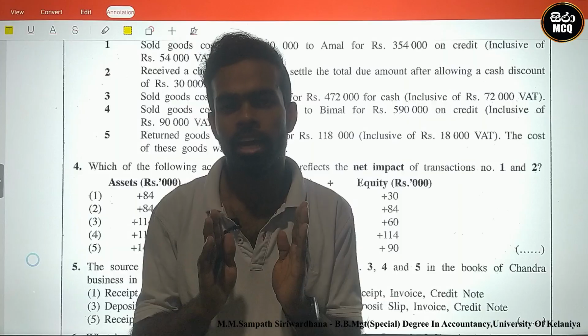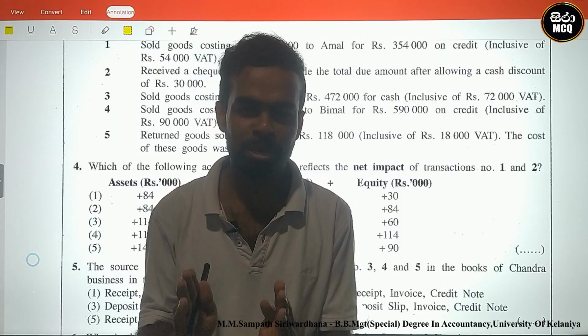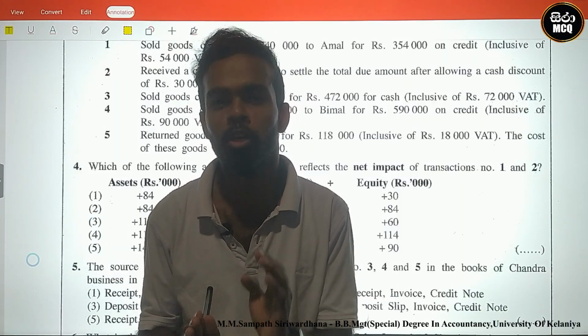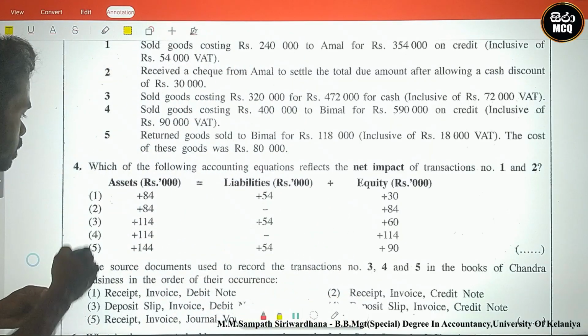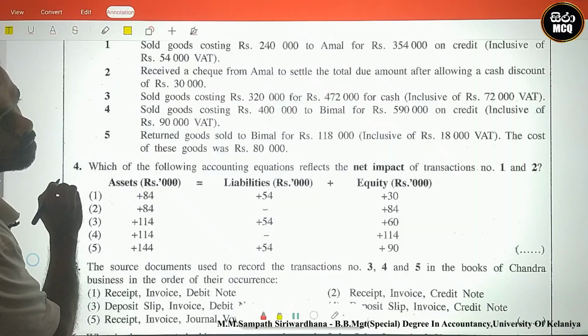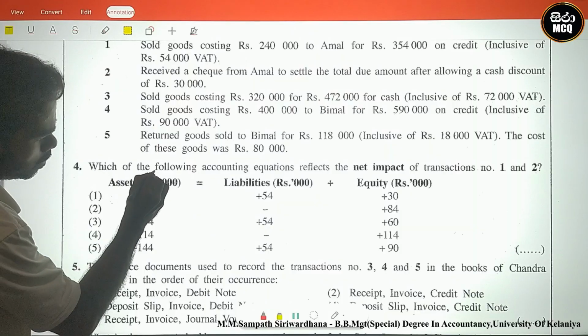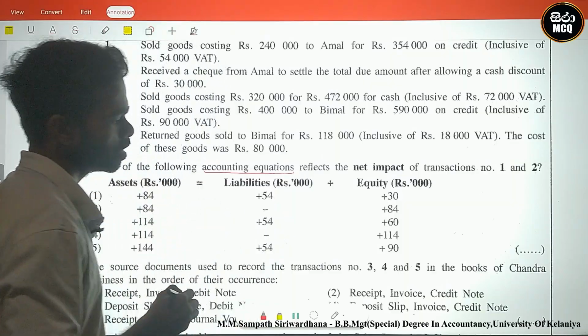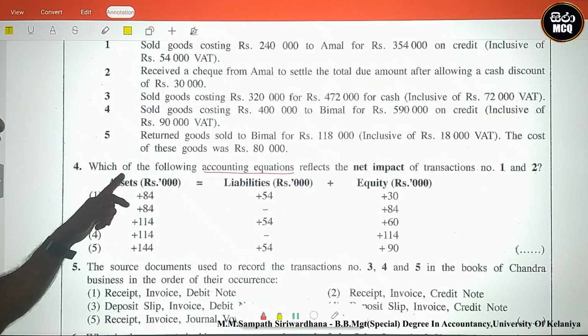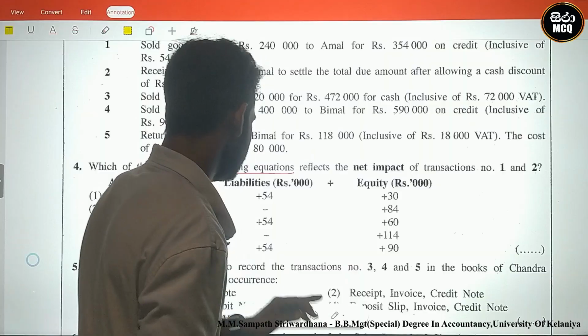Today we discuss Advanced Level A-Level Accounting Paper 2024 question number 4. This is the requirement. Look at the requirement. Which of the following accounting equations? There is an equation: assets equal liabilities plus equity.